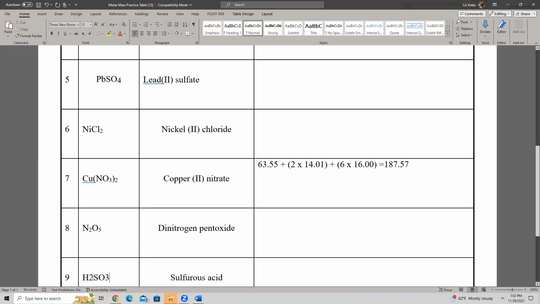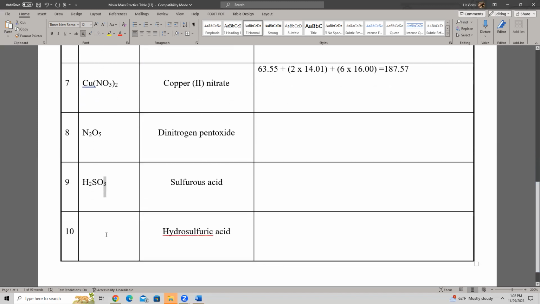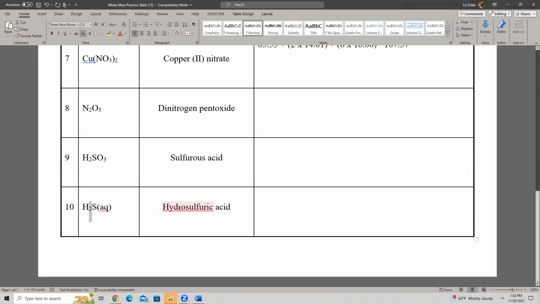See, this is H2SO3 because it's sulfurous acid, not sulfuric acid. So it's the ite. All right, that one's also very straightforward, right? Hydrosulfuric acid, H2S, that's easy too. It needs to be an aqueous form. Why? Because we are acid, not gas. So that's the only thing: whenever you have a binary acid, which has a hydro prefix in front of it, that's how you know.